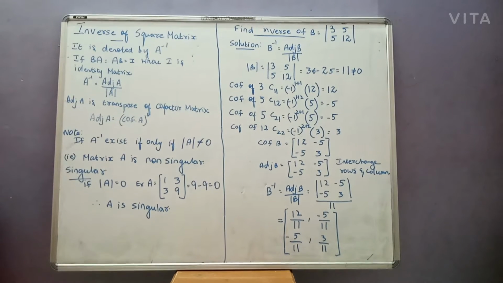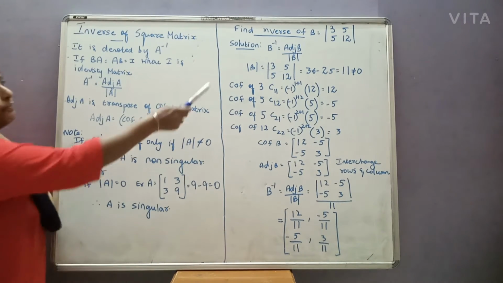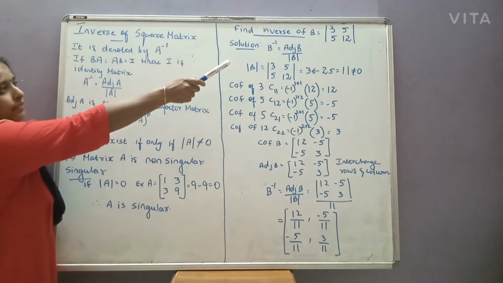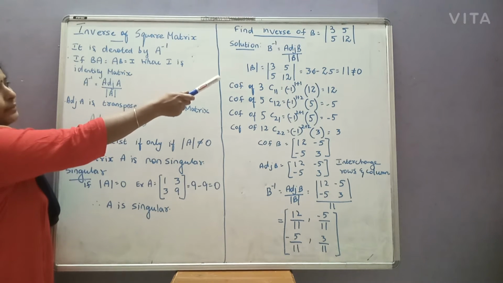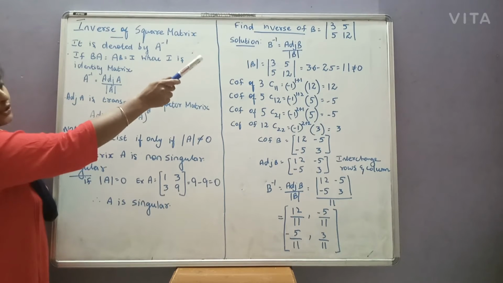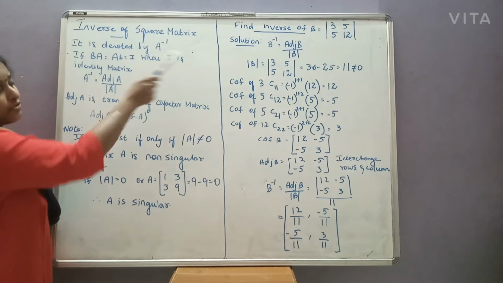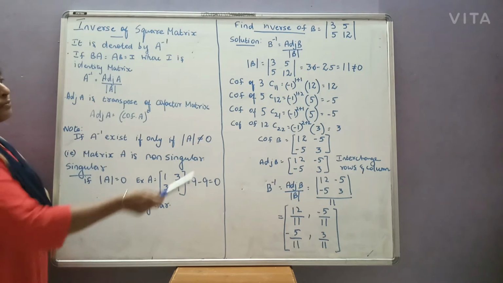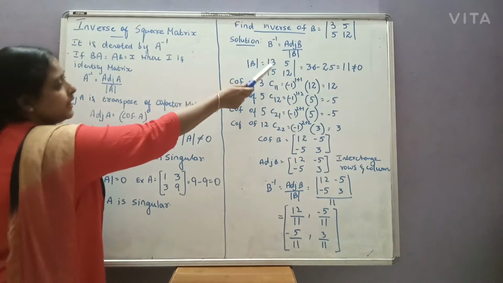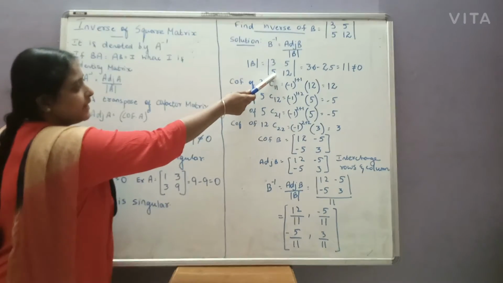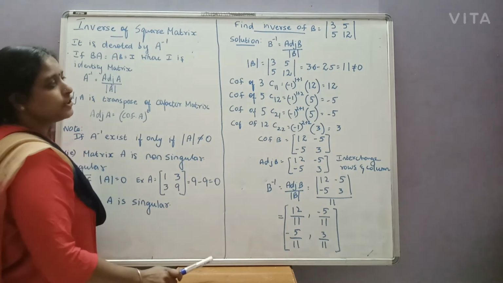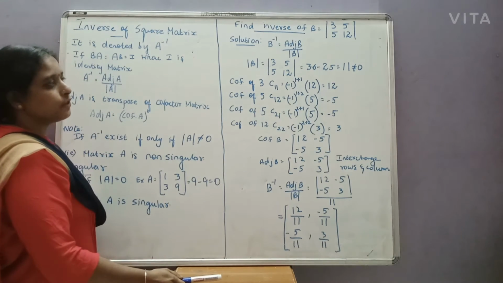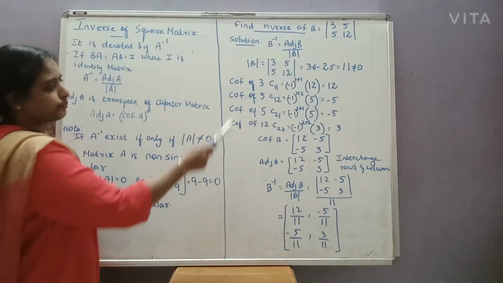Now we can see with an example. Find inverse of B, with rows 3, 5 and 5, 12. What is the formula? B inverse equal to adjoint B by mod B. In the question I mentioned B, so I am using B inverse. So mod B equal to 3 into 12, 36 minus 25. So 36 minus 25 is 11, which is not equal to 0. It is non-singular. We can proceed.